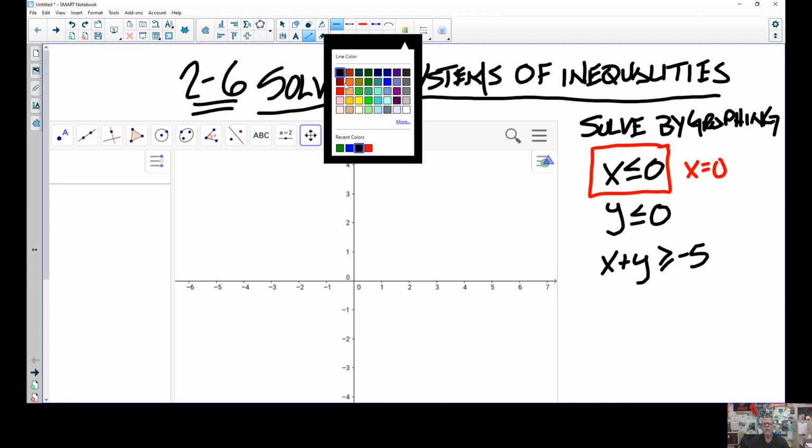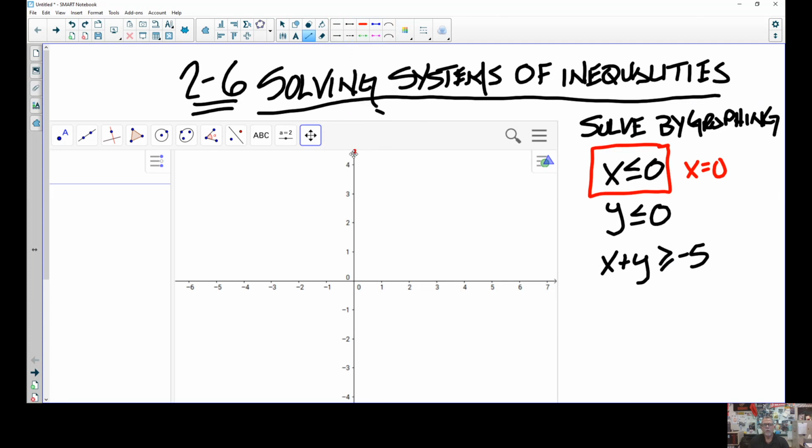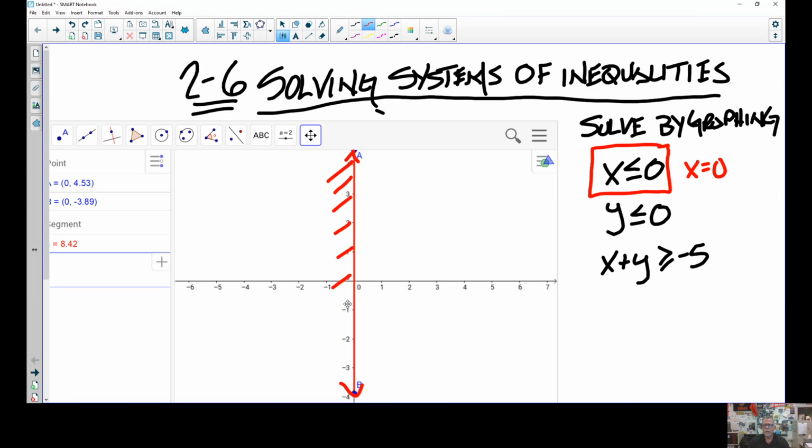So x equals 0 is essentially the y-axis, right? And so when we do this, we have that. And we want a solid line because this was less than or equal to. So we graph x equals 0. We got the solid line. Now we need to shade. X less than 0 is to this side. So we will shade this way. All right, so we have that.